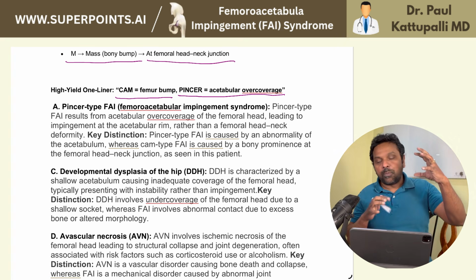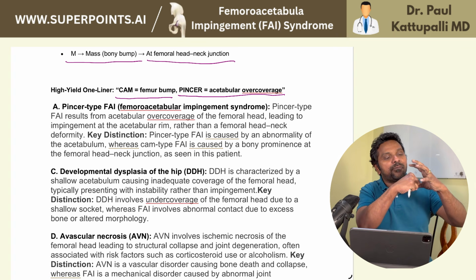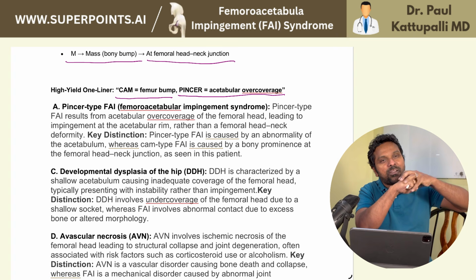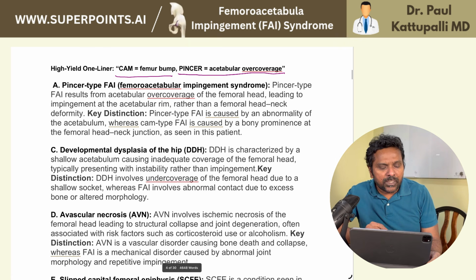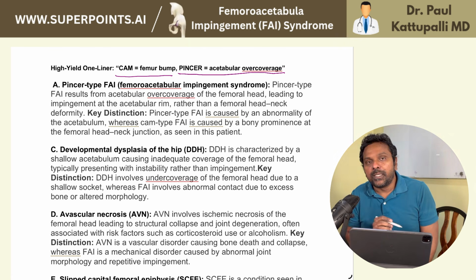If this is the acetabulum and this is the femur, the femoral head is covered like this. This is normal. But in pincer type, there is overcoverage, so this acetabulum is covering a lot of surface. In fact, in the anterior region, it is covering more. That's why there is this backwardness. So the anterior side is covering more, and there is this backward slide in these patients. So that is pincer type FAI. Now let us go to the incorrect answers.